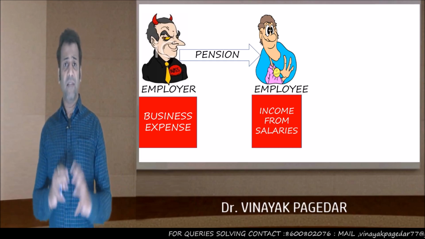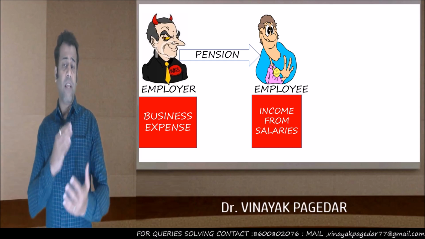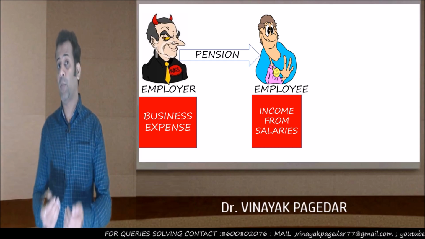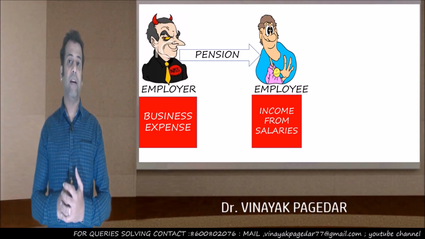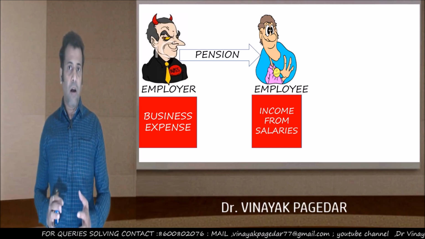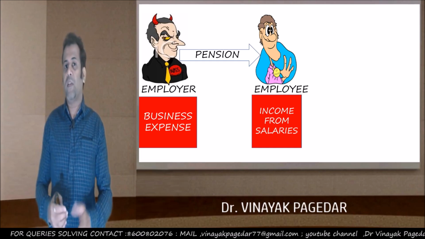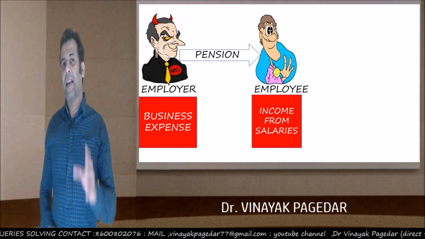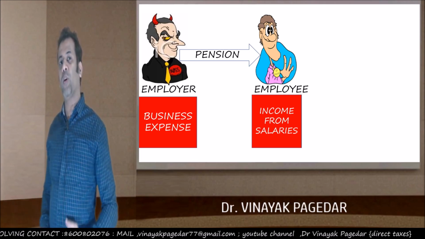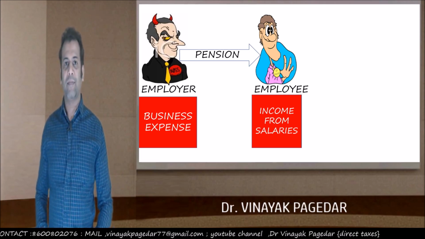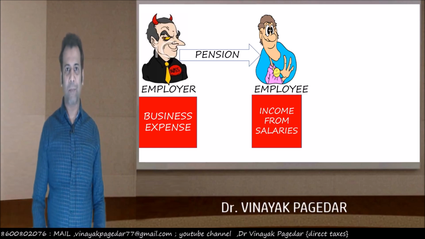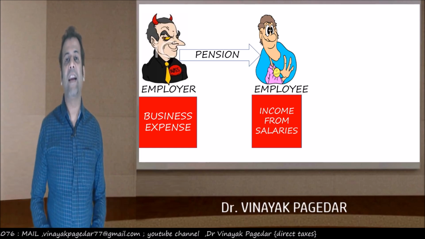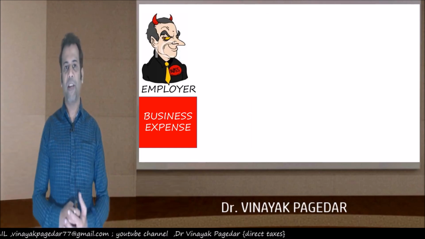Now, my dear friends, I hope you have understood that for the employer, it's a business expense. For the employee, the pension is income from salaries. But now, the happy situation, let us make it a bit sad. Let us say this employee goes into the clouds. That is, if he dies, then what happens? He's out of the picture.